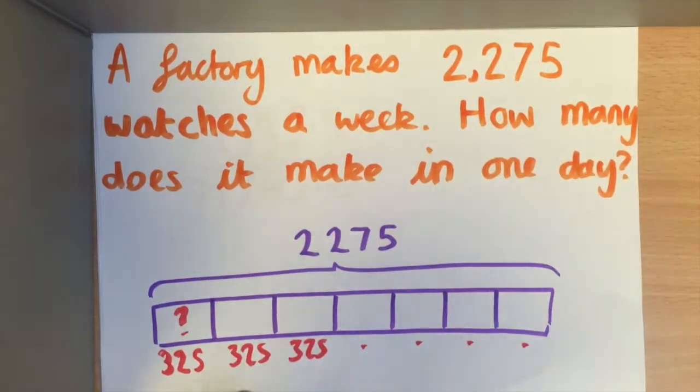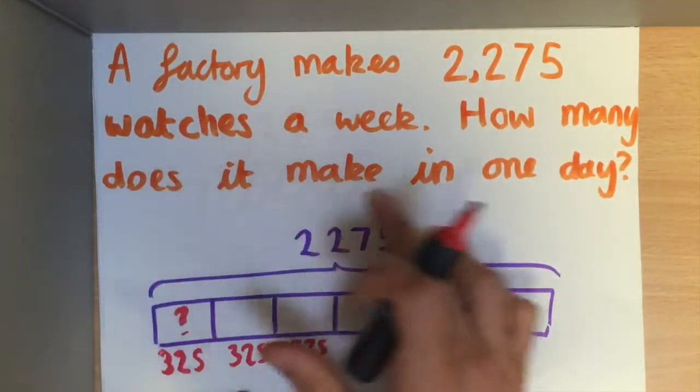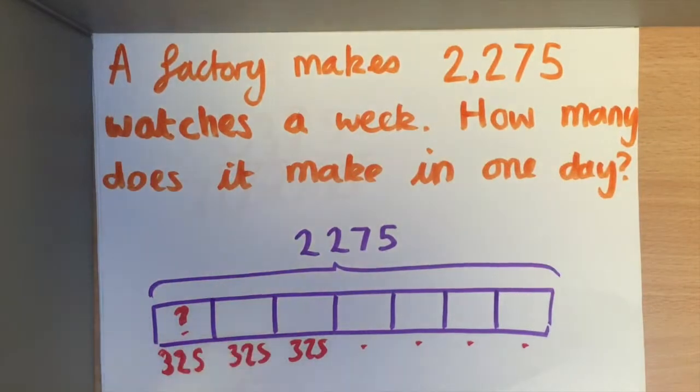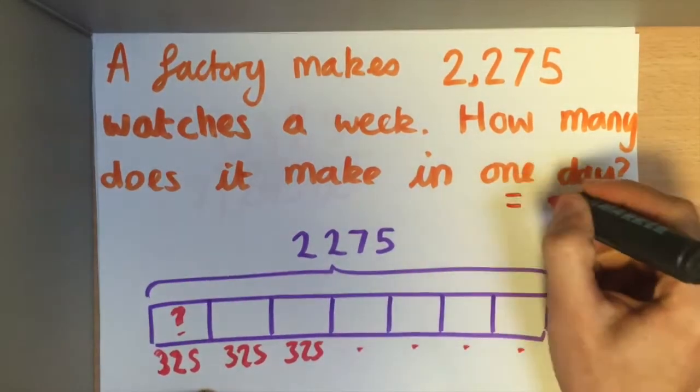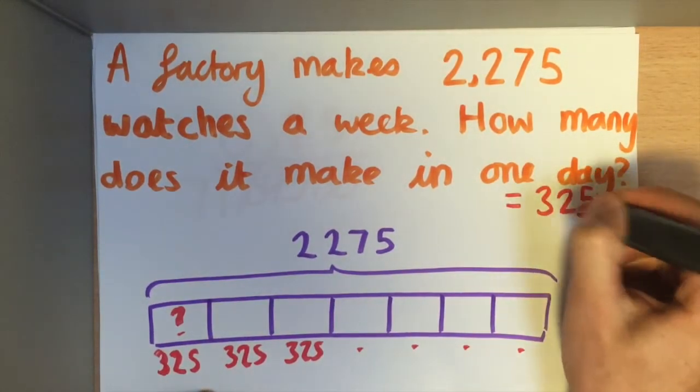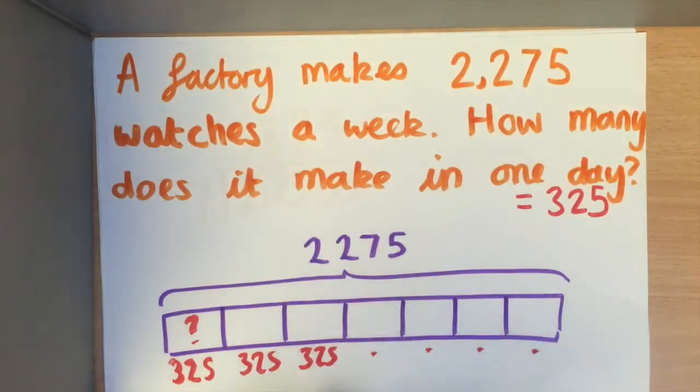Now let's answer my final question. How many does it make in one day? It makes 325 watches. And that is how we use the bar method to solve a maths problem.